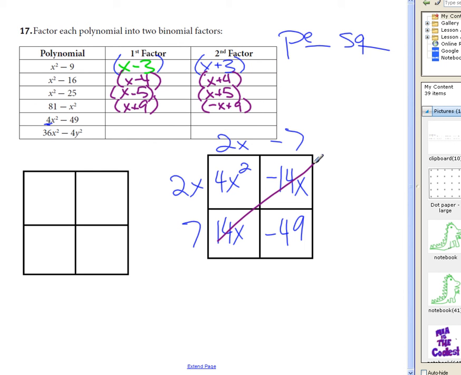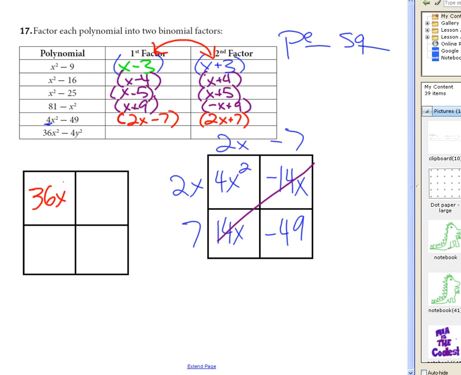I'll sign it. So our answer is, I'm somehow back to purple. 2x minus 7, 2x plus 7. And if you switch the order of any of these around, that's the same exact thing. Okay, last one, 36x squared minus 4y squared. Oh no. But what do all these things have in common? They're all perfect squares. See, we're learning.